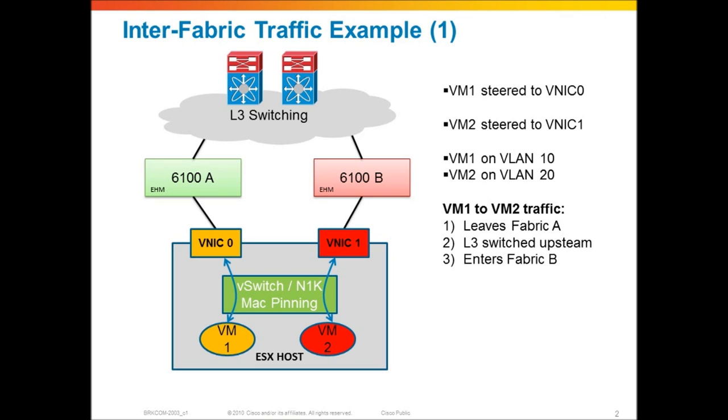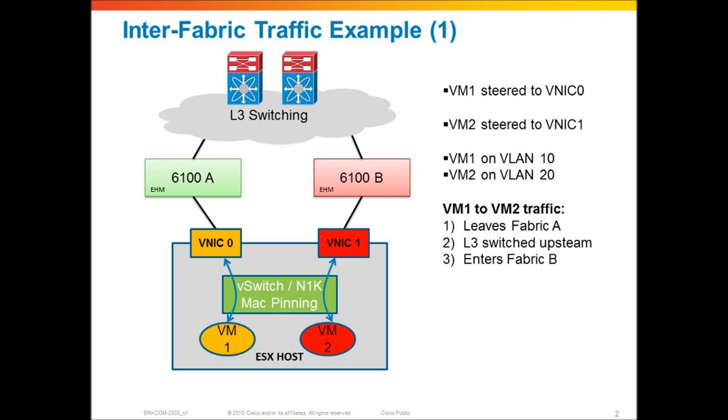I've got an ESX host with multiple VMs, and on that ESX host I'm running a software-based switch like the vSwitch or Nexus 1000V. And I could have multiple adapters on that host, VNIC 0 and VNIC 1, and in this case VNIC 0 is going to fabric A, VNIC 1 is going to fabric B. That's a pretty typical setup. And these two VMs are on different VLANs. VM1 is on VLAN 10, VM2 is on VLAN 20.